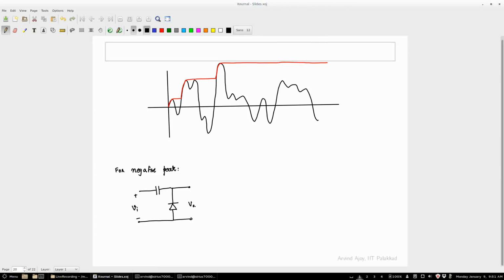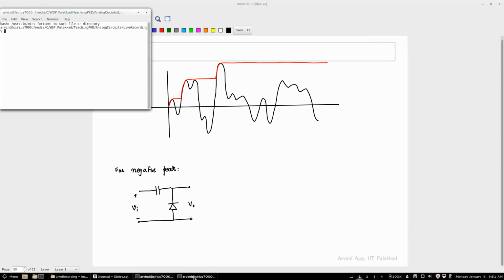Okay? Alright. So, in the next hour, not this, at 11 o'clock, we will start with the same circuit. But instead of looking at the voltage across the diode, we will look at the voltage across the capacitor. Okay?